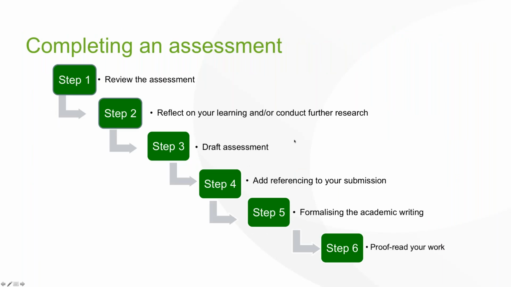So when you're completing an assessment, there are a few steps that you should follow. One is you need to review the assessment. Step 2 is to reflect on the learning and or conduct some further research. Step 3 is to draft your assessment. Step 4 is about adding referencing to your submission. Step 5 is about formalising the academic writing. And then finally, step 6 is actually about proofreading your work. So we'll go through each step and what that means.